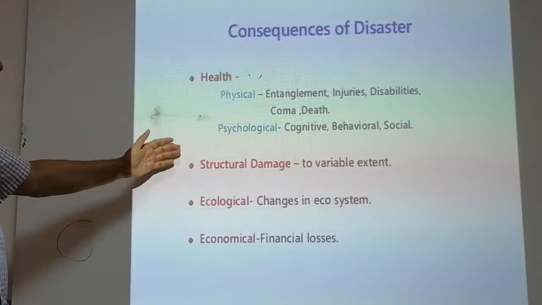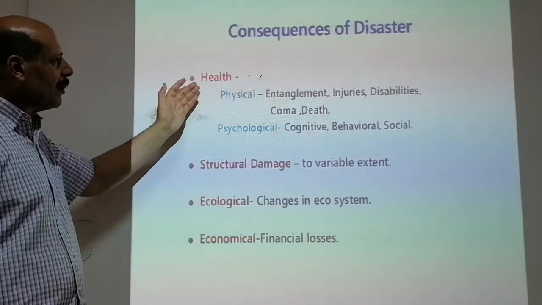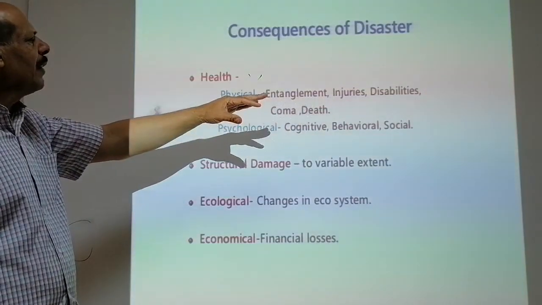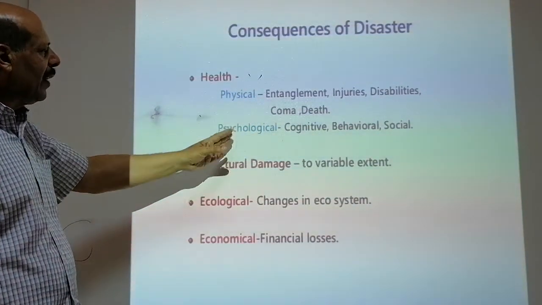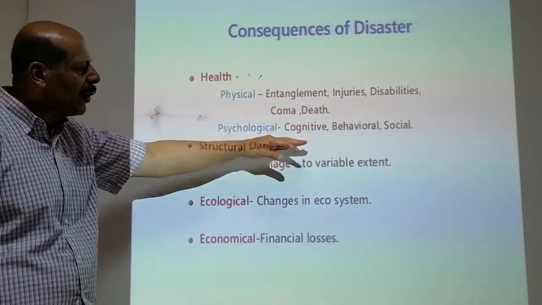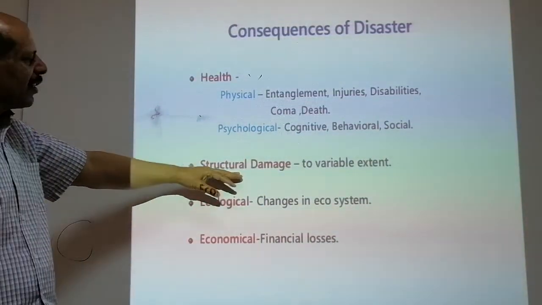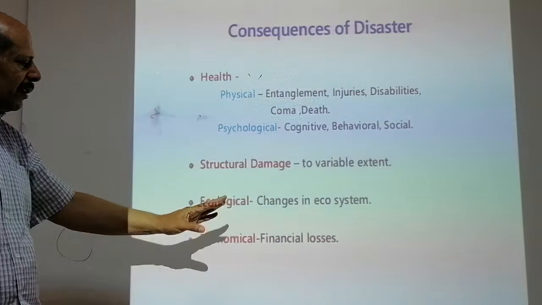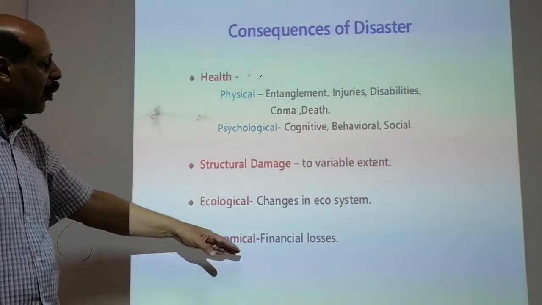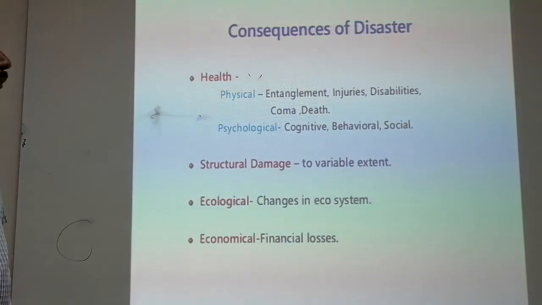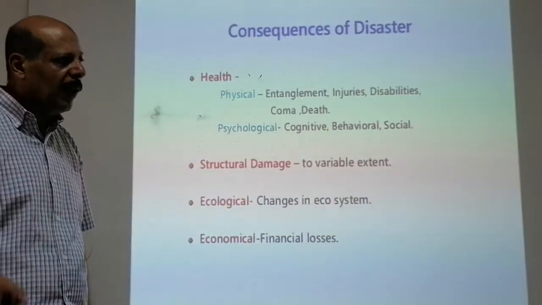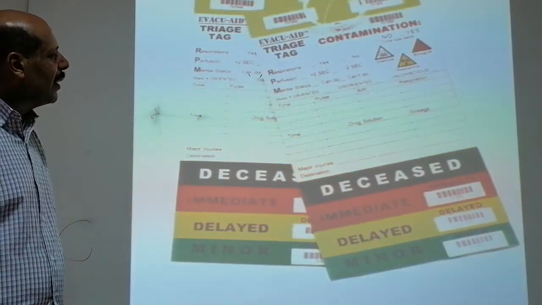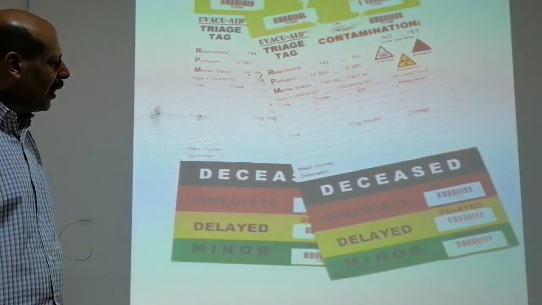Consequences of disaster on health, we discussed this slide before. Physical: injuries, disability, coma and death. Psychological, cognitive, behavioral and social effects. Structural damage to variable extent, ecological changes and changes in the ecosystem due to the disaster, and economic and financial losses which happen to the people and to teams. So this is the triaging for the cases and how to deal with them.